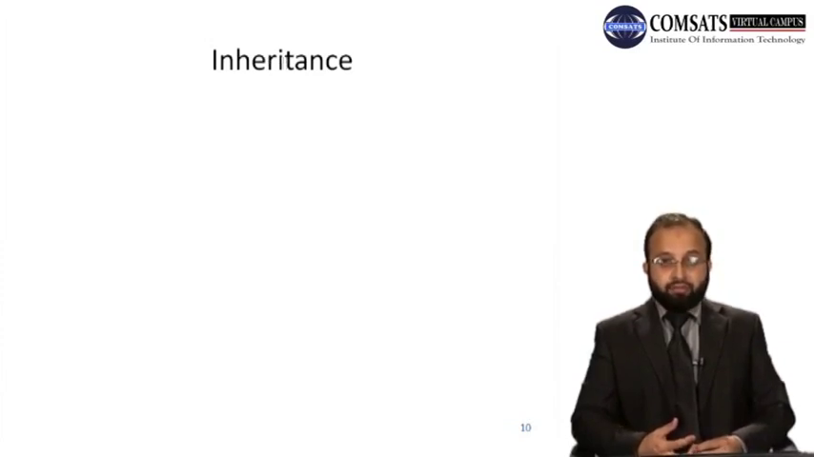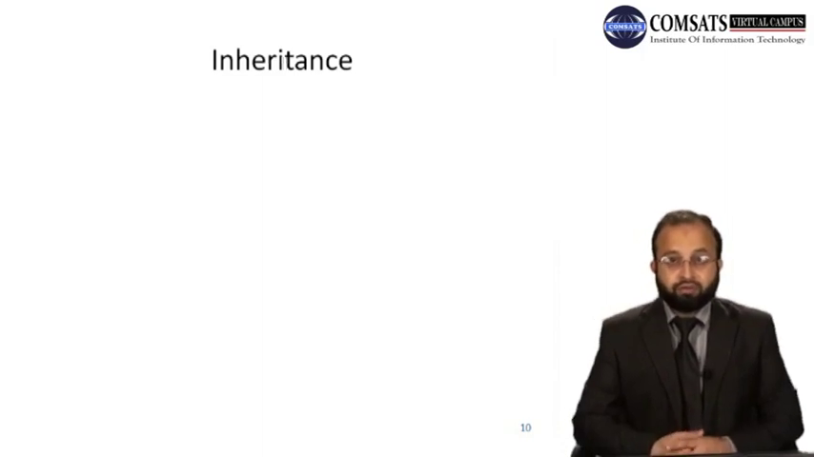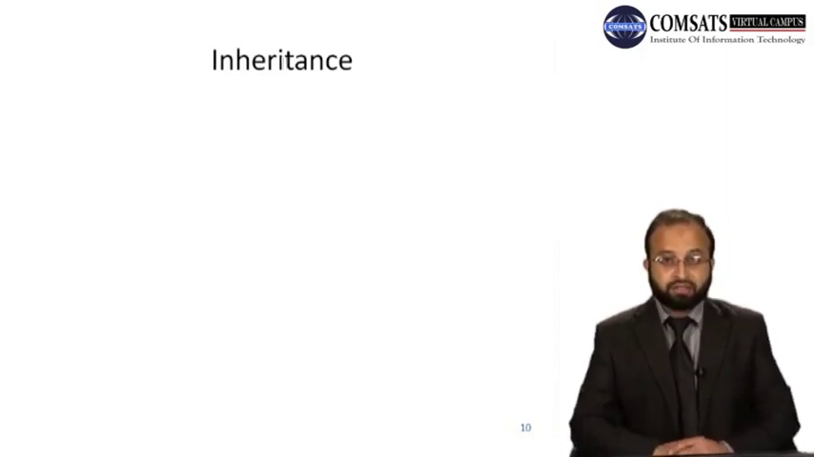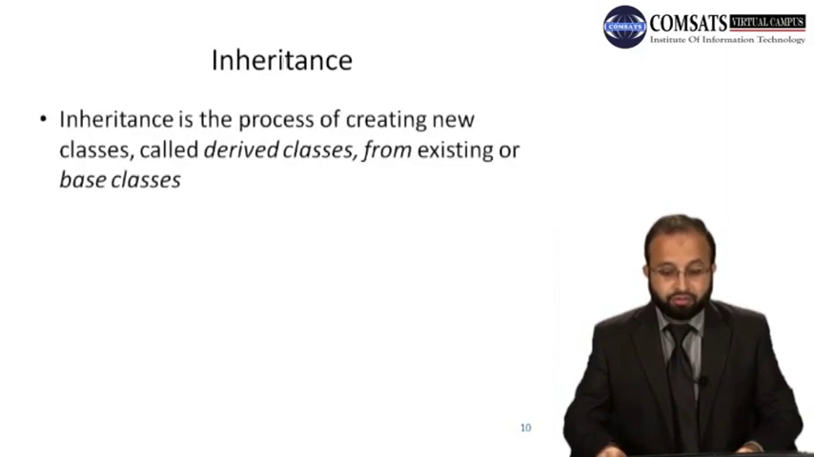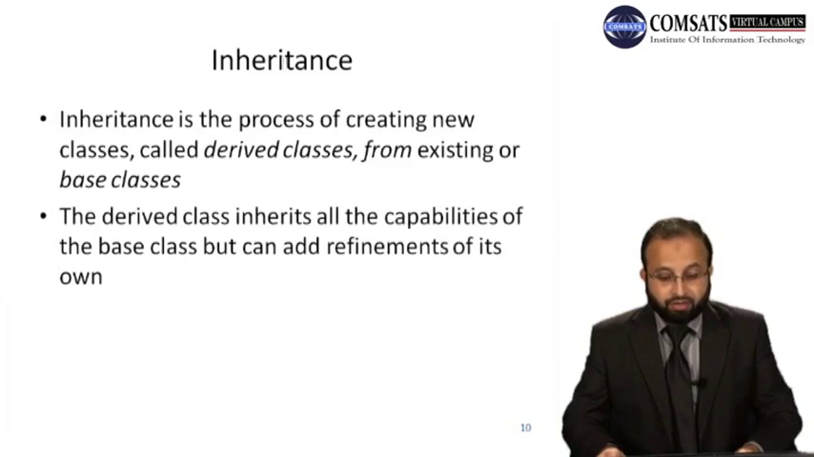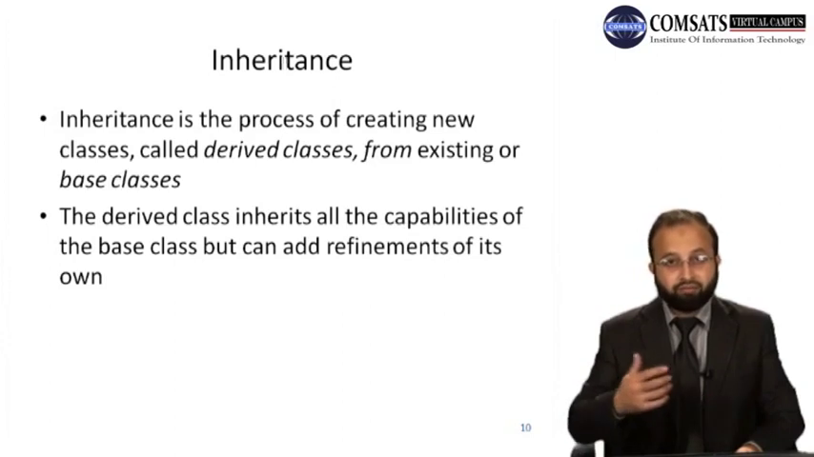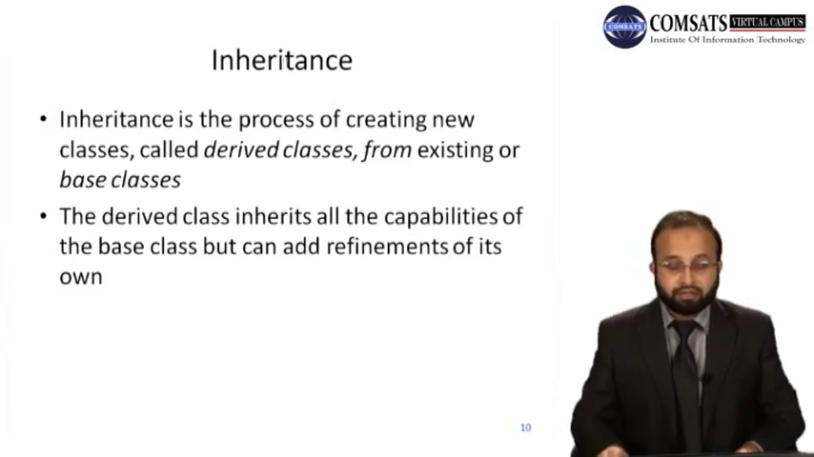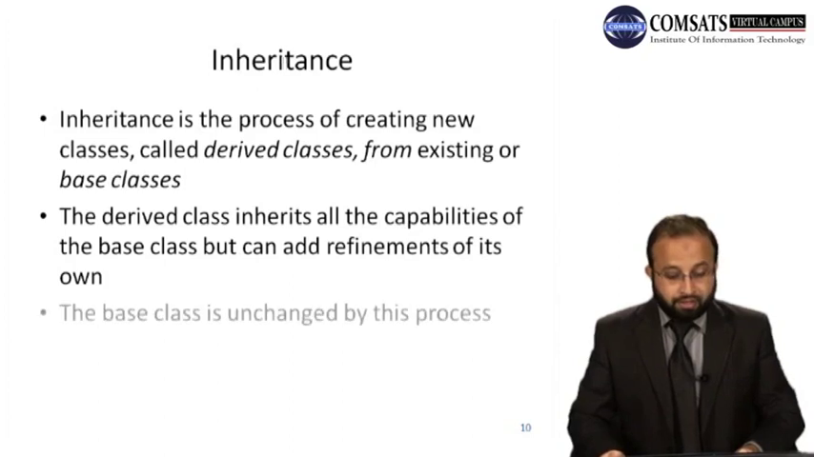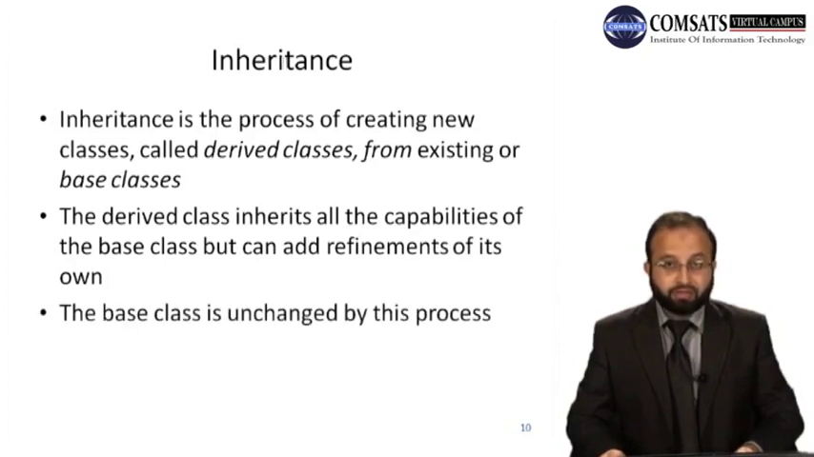Now we come to the very important topic of the object oriented programming course, and that is called inheritance. Inheritance is the process of creating new classes, called derived classes, from the existing or the base class. So the derived class inherits all the capabilities of the base class but can add refinements of its own. So यहाँ पर हम इस तरह से भी कह सकते हैं कि base class is a parent class and a derived class is a specialized child class, right? The base class is unchanged by this process.